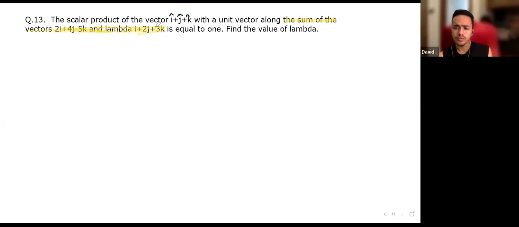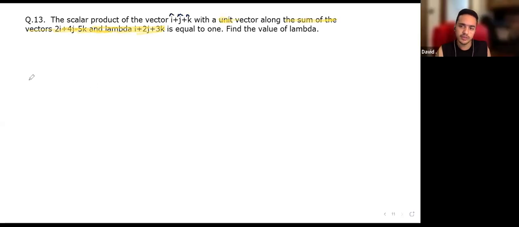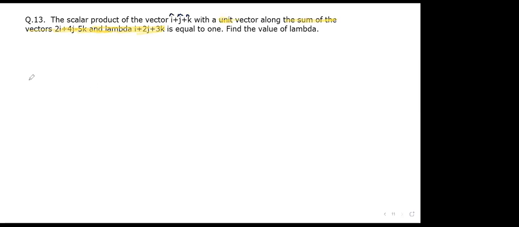Scalar product with a unit vector along the sum of the vectors 2i plus 4j minus 5k and lambda times i plus 2j plus 3k. So first we will find this sum, and it is a unit vector. So what we have to do after getting the sum of these two vectors is divide it by its magnitude.